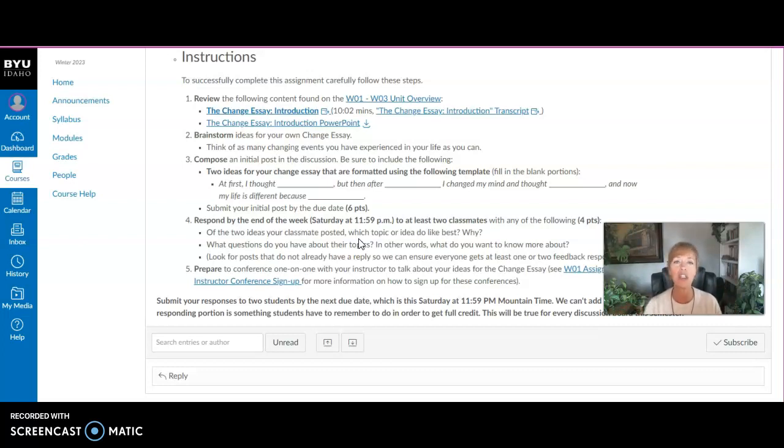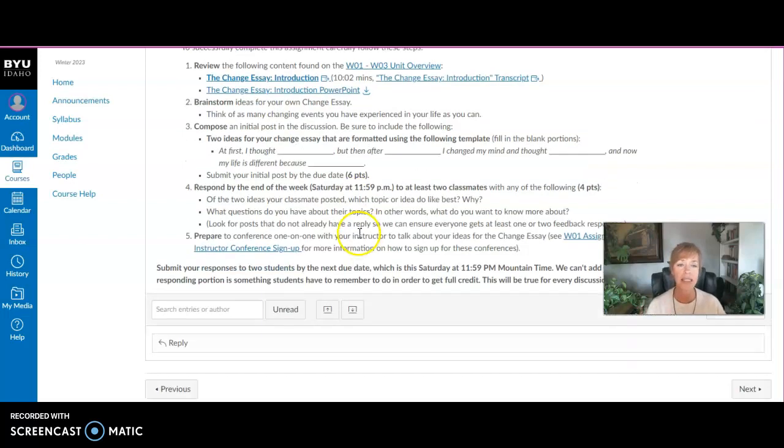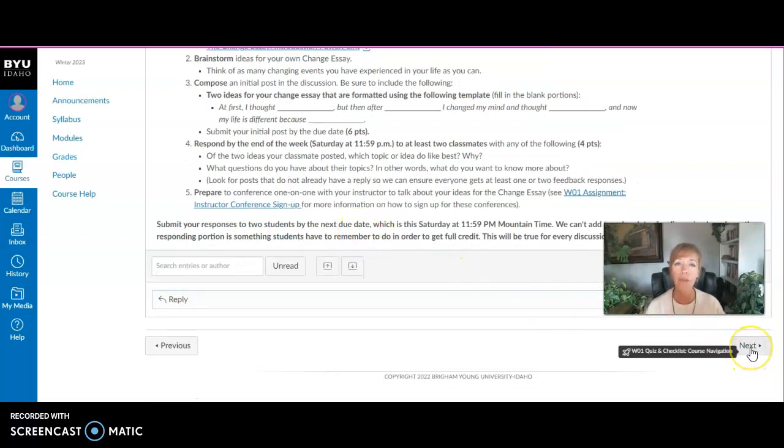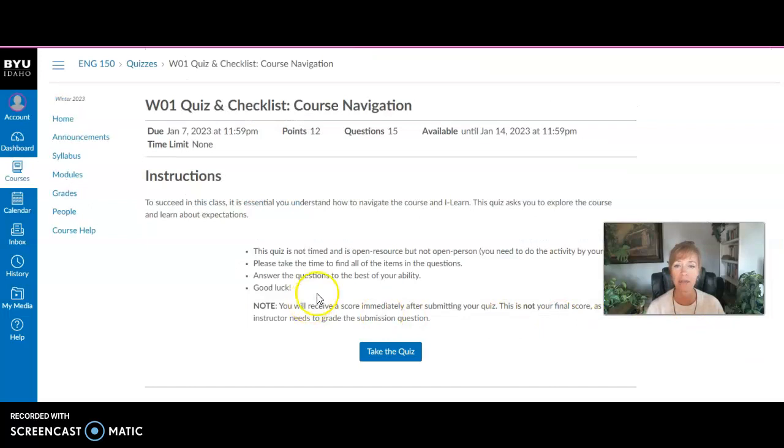It's called an invention stage of writing. It's helping us get these ideas of what we can write about in our change essay.